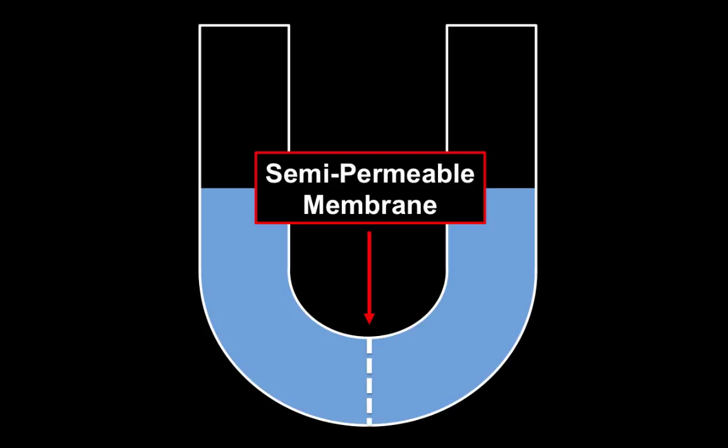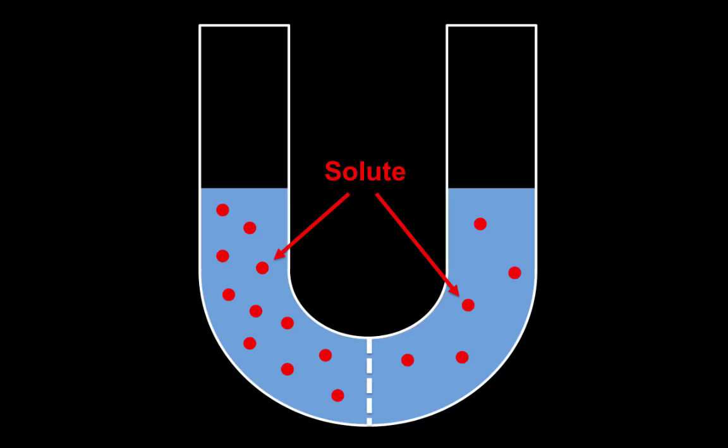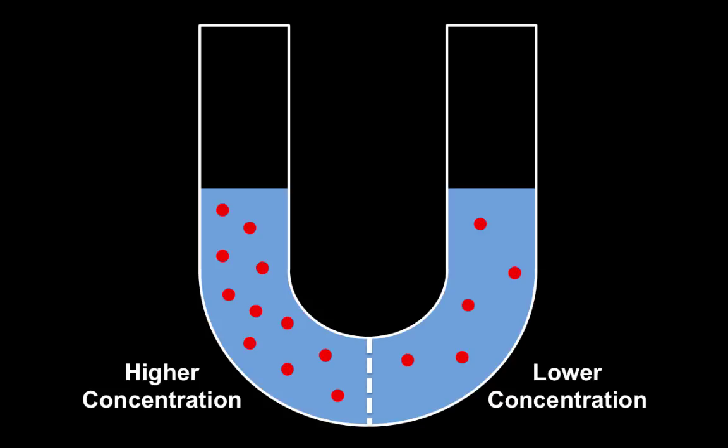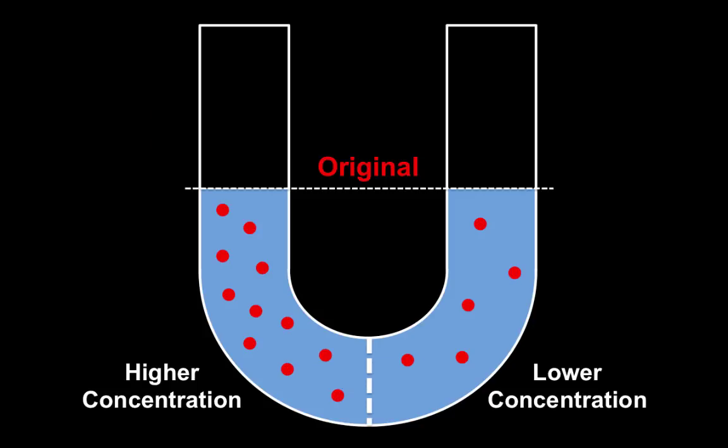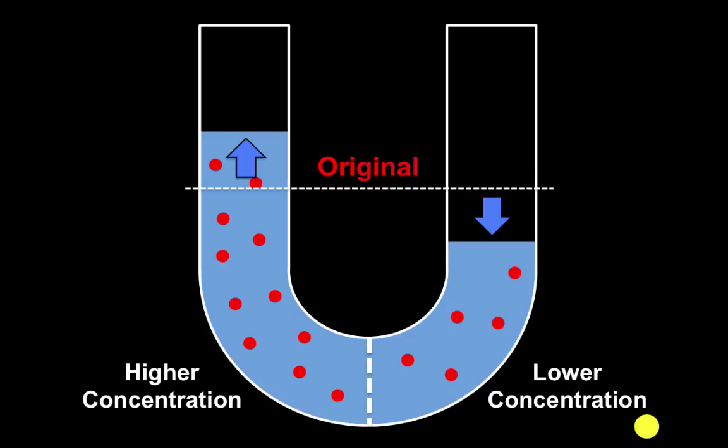So here we have an example. I have my semi-permeable membrane in the center. There's water on both sides, and in that water is solute. Now notice, on the left side, there's a much higher concentration than the right side. Water is going to move to the higher number. So that means it's going to move to the left, because that's where there's more solute. So if we use this line to represent our original water level, you can see the water has actually moved to the left to try to equal out the concentrations.